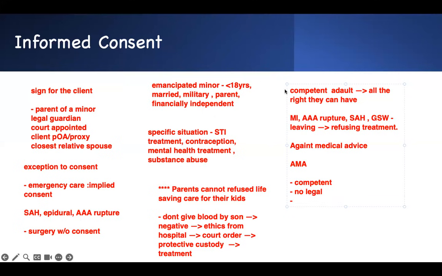And then you are not suicidal. You're not going to kill yourself. You're not homicidal. You're not going to kill somebody. And you can take care of yourself. So self-care. With all these conditions, these people can leave AMA. They don't kill anybody, they are not homicidal, not suicidal, they have no legal issue, and they're competent. They can do whatever they want to do.